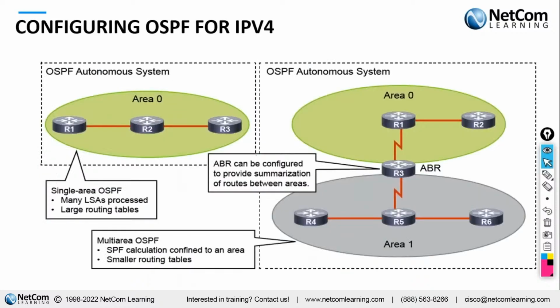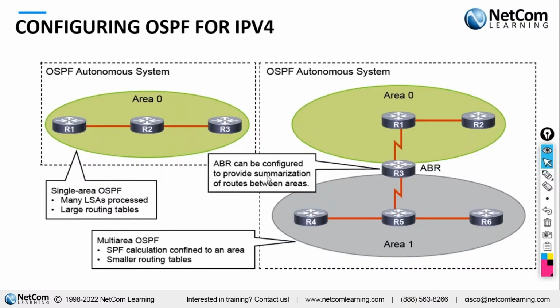So here, now we are configuring OSPF for IPv4. Okay, this is my OSPF autonomous system, and that is another autonomous system. So we have two autonomous systems. In one autonomous system, we have area 0, and in the other autonomous system we have area 0 and we have area 1. And like I mentioned, when routes are coming from one area to another, this device is called ABR. So that is our area border router.